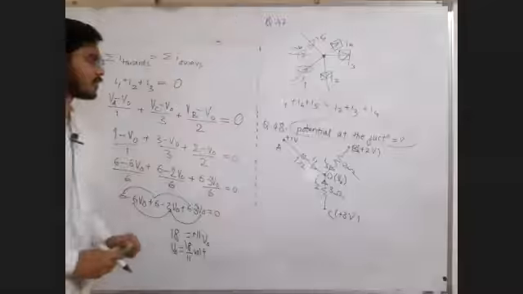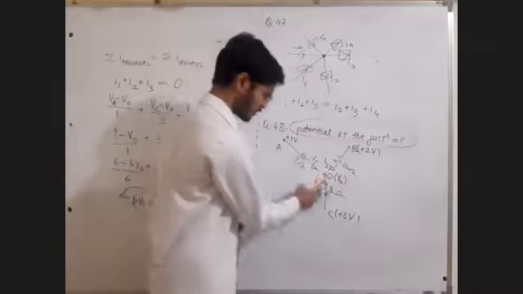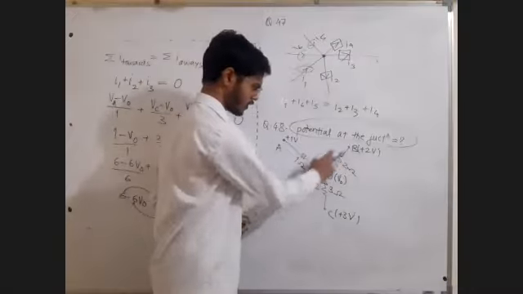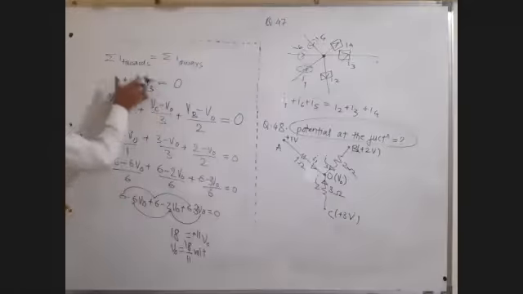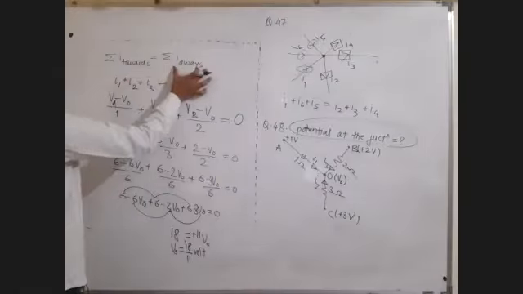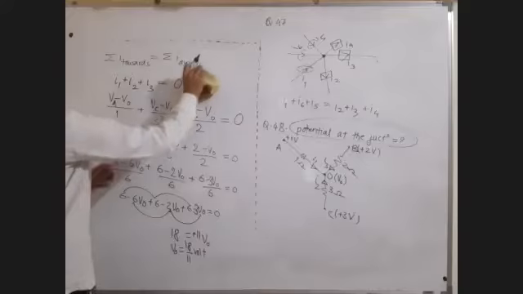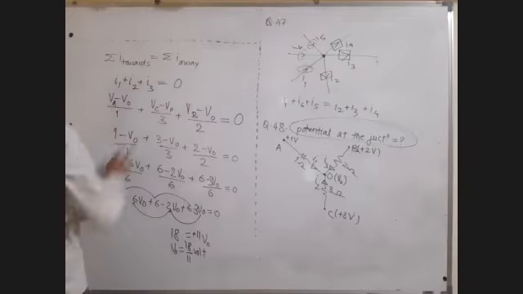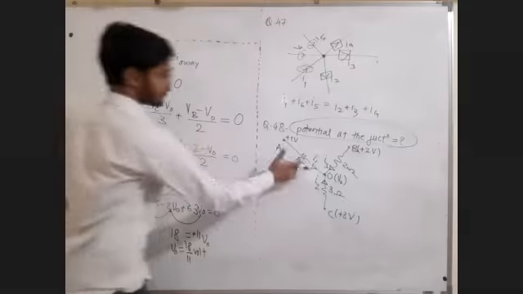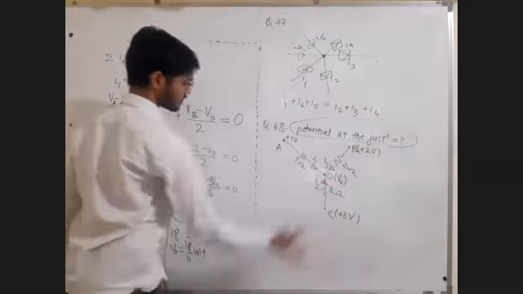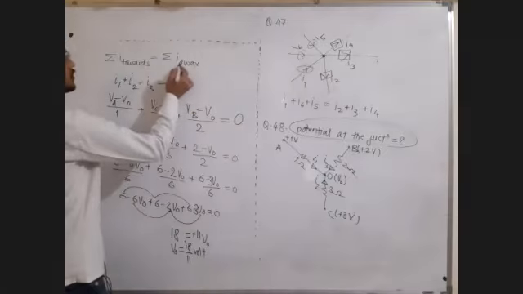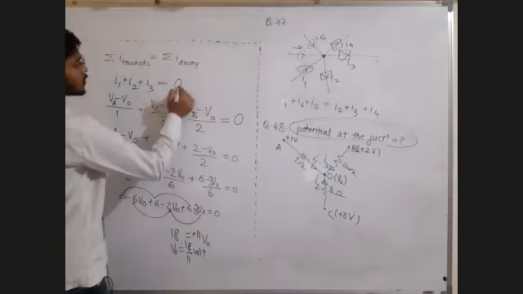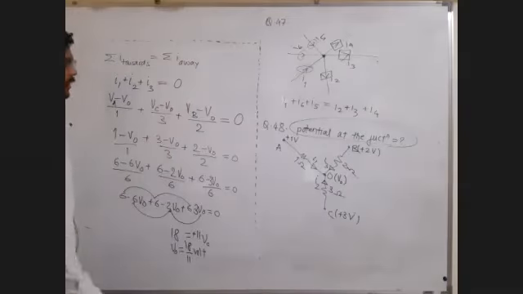Method समजली का बघा तुम्हाला. We will assume all the currents flowing toward junction. So current flowing toward junction equal to current flowing away from the junction. All the currents we have assumed are flowing toward junction. So there will be no current which is flowing away from the junction. So right there 0.